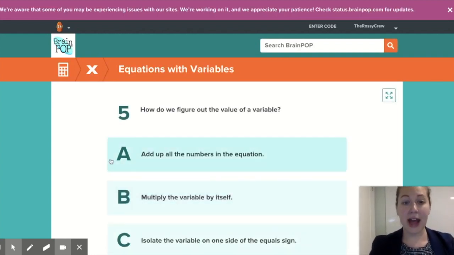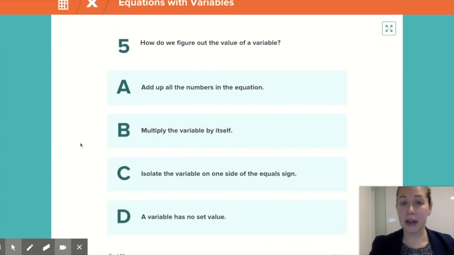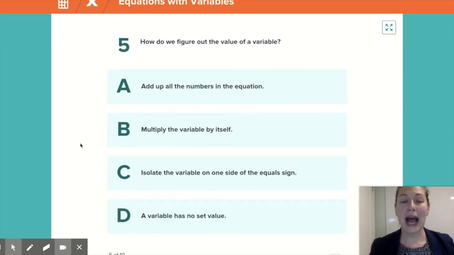Okay, number 5, how do we figure out the value of a variable? Well, what you need to do is isolate the variable on one side of the equal sign. So if we have a plus 5 on one side, we need to minus 5 on the other side. And what that does is it cancels out to isolate the variable, to get the variable, that letter, by itself, because then we can solve.